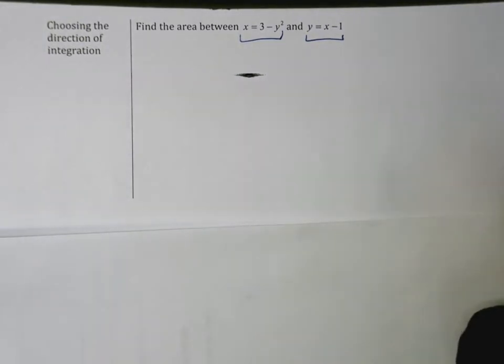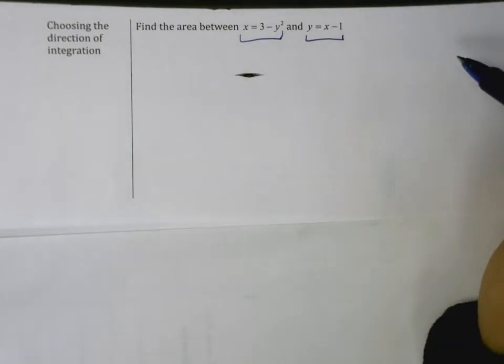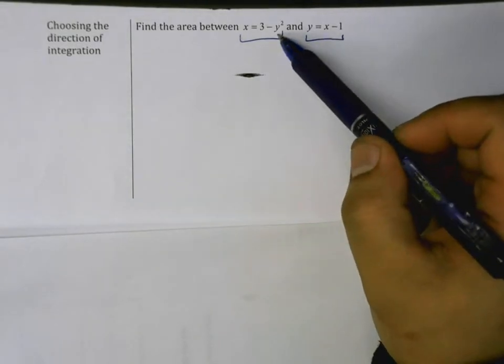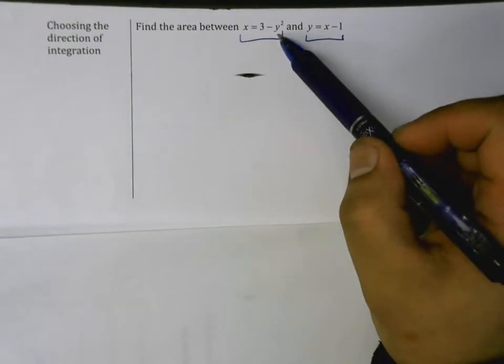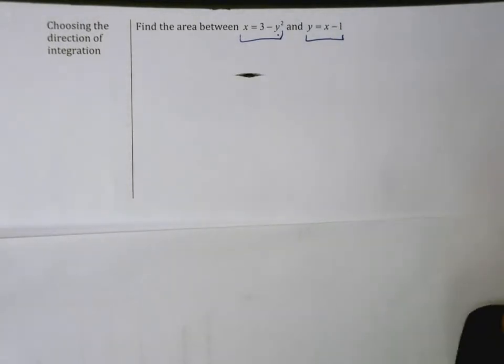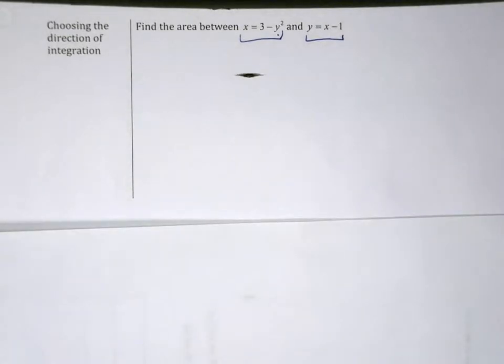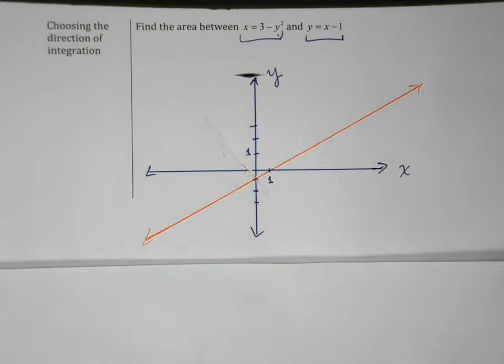The first one being x equals 3 minus y squared, and the second one being y equals x minus 1. Of course, what makes this a little bit tricky is that we're not given two functions in terms of x. We're given a function in terms of x and a function where x is a function of y. So we have to treat this problem a little bit differently, and I'm going to start out by graphing just so that we can visualize this picture.